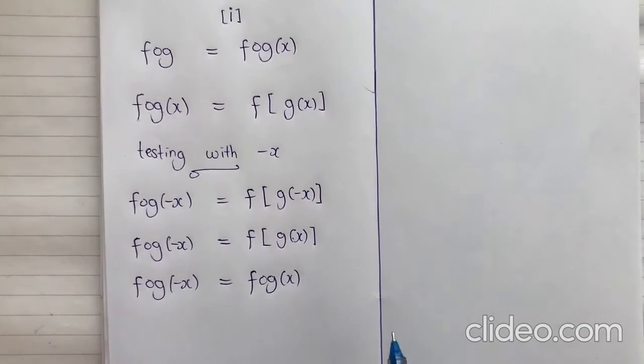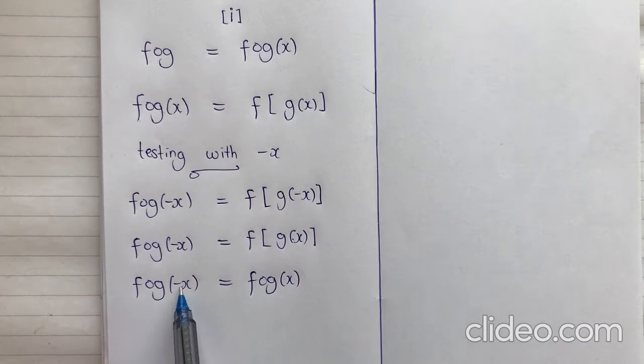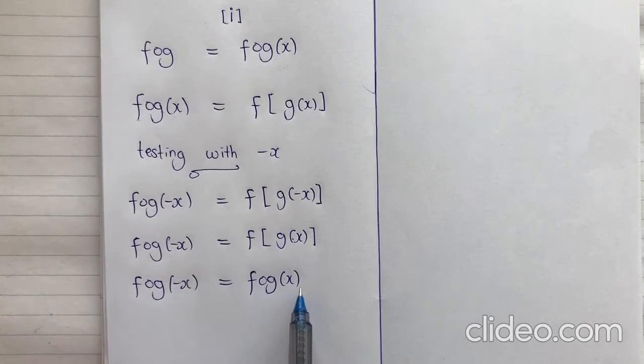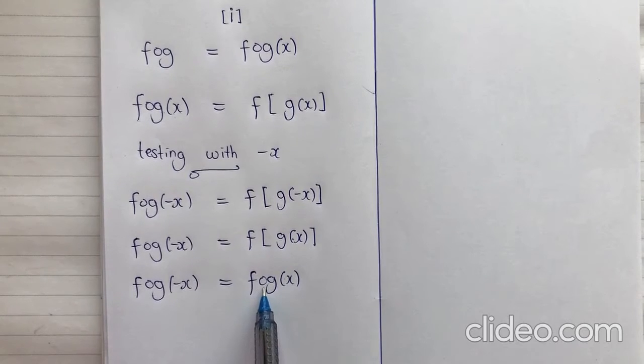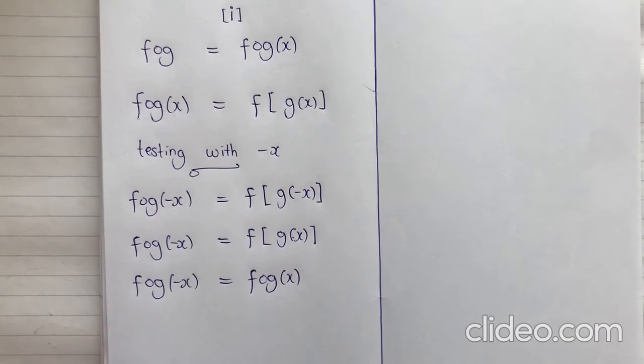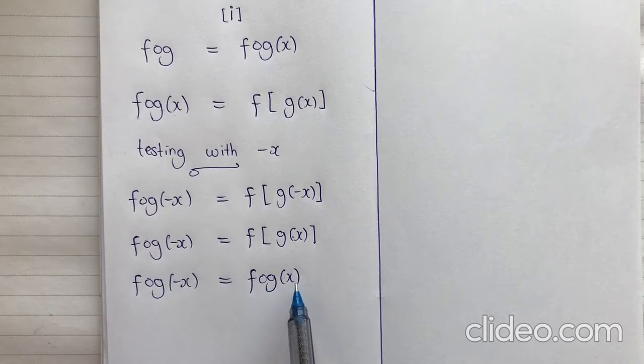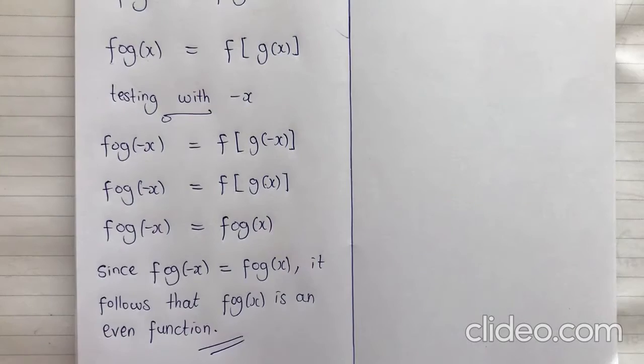All right, so now if fog of negative x equals fog of x, then the function is an even function, because when we tested with a negative x, the result was still the same positive function. So this is an even function. So you write your last statement by saying, since fog of negative x equals fog of x, the function is an even function. Okay, so that is my final answer.